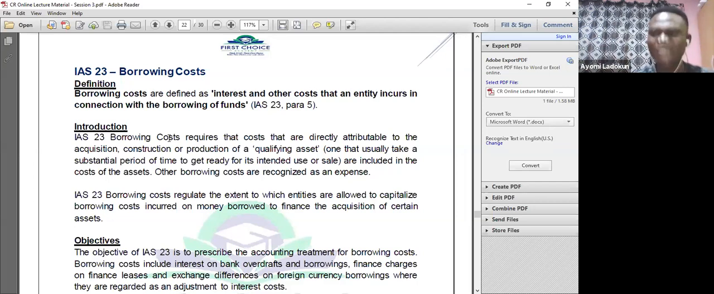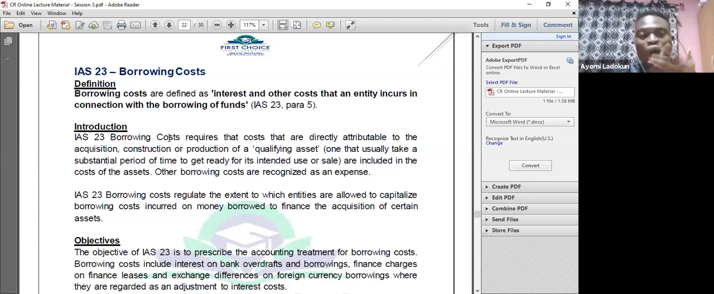Now, IAS 23 came on board, and it said that instead of expensing borrowing costs, borrowing costs should be capitalized. What do you mean by capitalization? Capitalization means instead of expensing it in my profit or loss, I can add it to the cost of the asset and recognize it in my statement of financial position, or my balance sheet. I like to call it balance sheet, but whether you call it financial position or balance sheet, it's still the same.